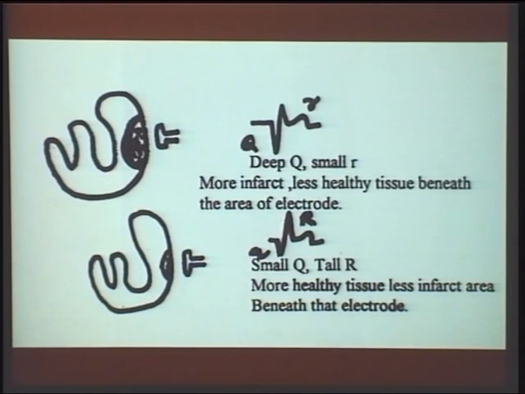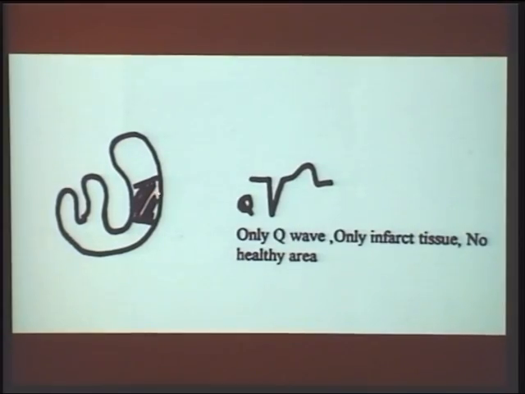So whenever the R wave is tall and the Q wave is small, then you know below that electrode I have a small infarct area and a predominant healthy myocardium. So if the Q wave is deep, more of infarct area, less of healthy myocardium. When the Q wave is small, more of healthy myocardium and less of infarct area. Whereas when there is no healthy myocardium at all, from the epicardium to endocardium the whole thing is infarcted, I will not have any R wave at all. Below that electrode, I will have only a Q wave, without any R wave.